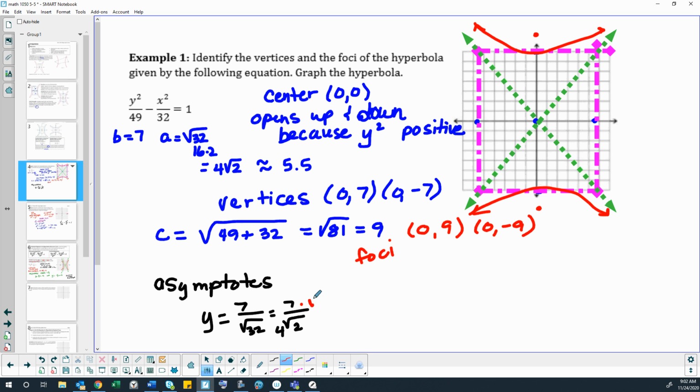I don't know if you remember this little move, but we're going to need it in Math 1060, so we might as well say it now. To rationalize this, meaning to get rid of the square root in the denominator, we multiply the top and the bottom by that square root. That gives us 7 square root 2 on the top, and square root of 2 times square root of 2 turns into 2, and then 2 times 4 is 8. So we have rationalized this. It doesn't even look like 7 over square root of 32 anymore.